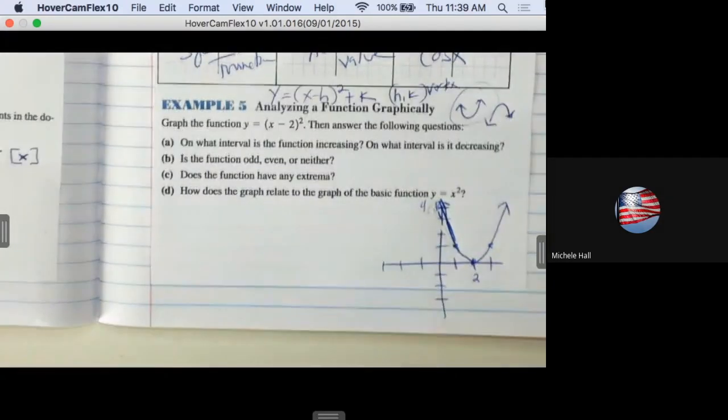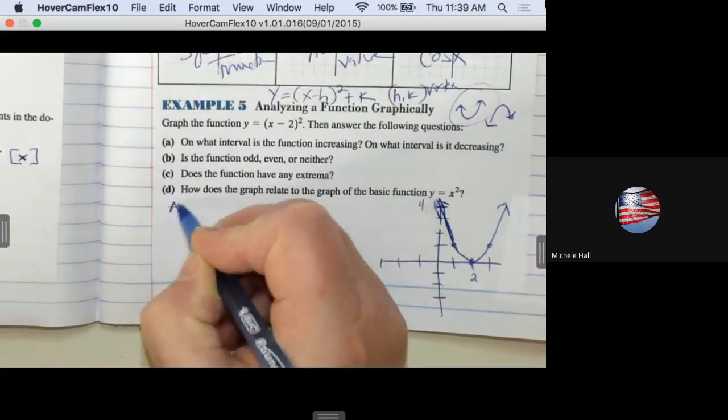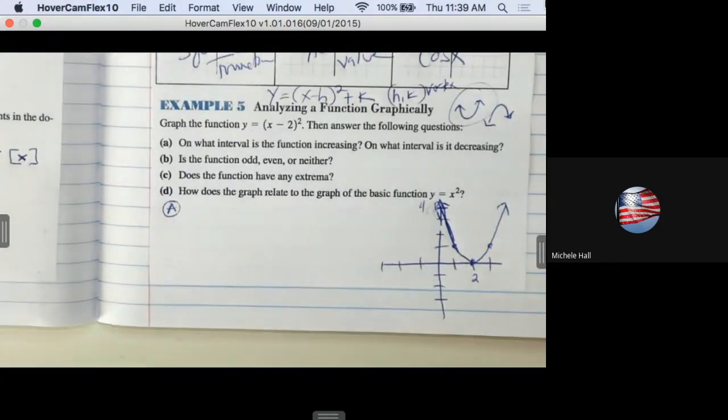All right, we can answer the question now. A, on what interval is the function increasing? On what interval is the function decreasing? So answer A, this is kind of practicing from the homework that we just had. What interval is it increasing? What interval is it decreasing?